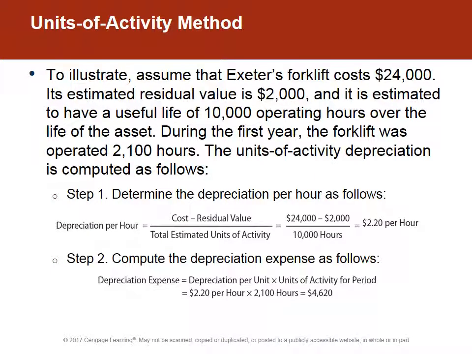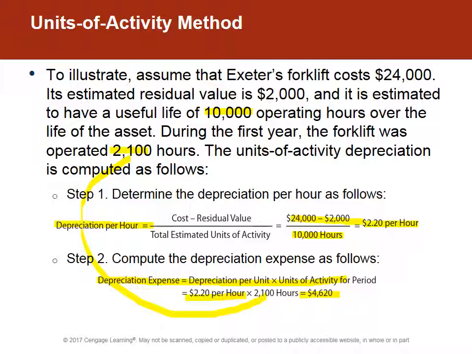So let's take the forklift, and let's say that it's assumed that this forklift will be running 10,000 hours. During the first year, if we assume there's 2,100 hours, we can calculate it as follows. The depreciation per hour is taking the $22,000 depreciable cost divided by 10,000 hours to come up with $2.22 per hour. And then we take this $2.22 per hour and we multiply it times the 2,100 hours that the machine operated in year one. And we come up with $4,620.